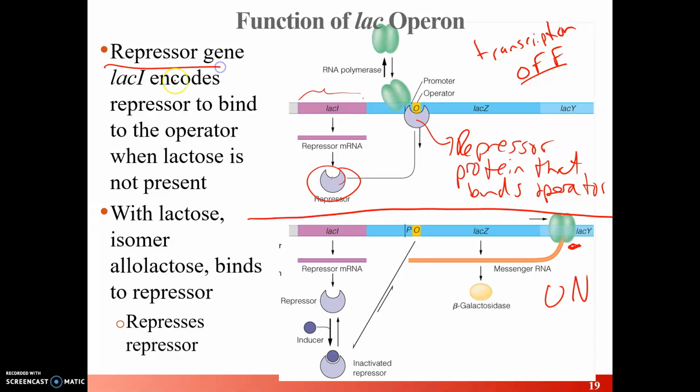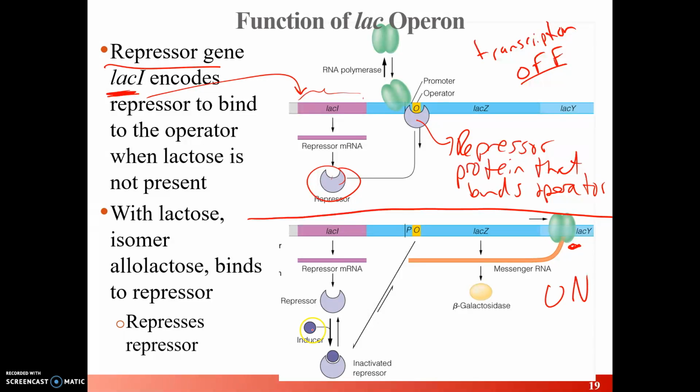So if you look at the notes, the repressor gene, LAC1, that's the purple guy here, okay? The repressor gene encodes a repressor protein, and the protein binds to the operator, resulting in transcription being off because the repressor is blocking the green RNA polymerase from actually turning on and transcribing the DNA.